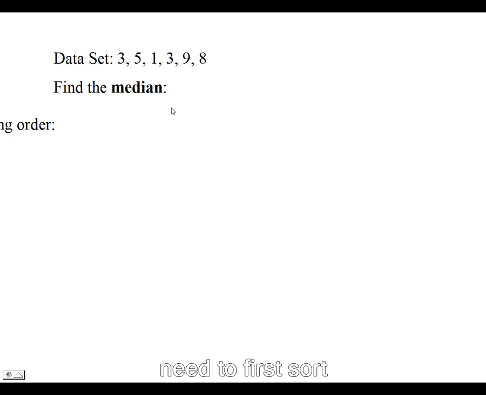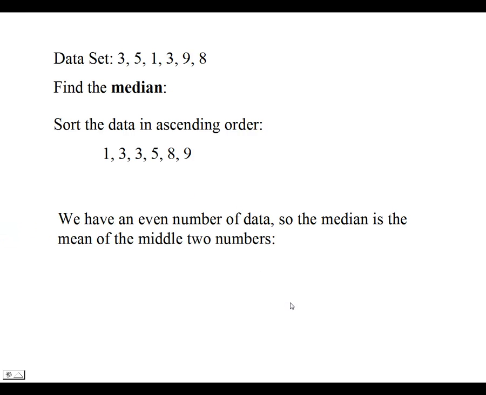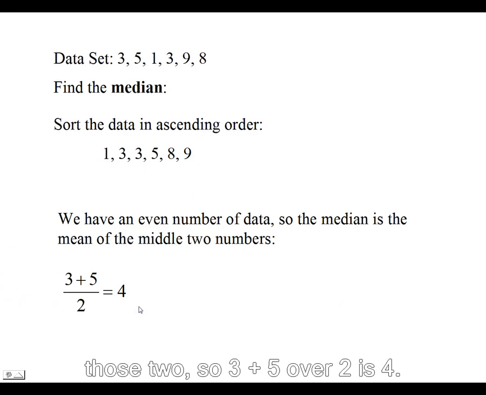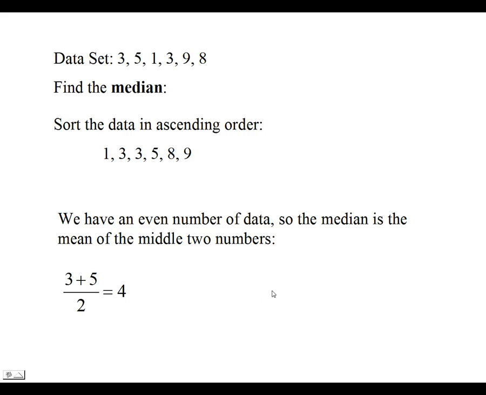Again, this is the same data set that we used to find the mean. So to find the median, I need to first sort them ascending. You can do descending if you want, but I typically go ascending. It doesn't make any difference. You're going to find the same two middle numbers. In this case, we have a 3 and we have a 5. So the median is the mean of those two numbers. We calculate that by finding the average of those two. So 3 plus 5 over 2 is 4. So our median is the number 4.